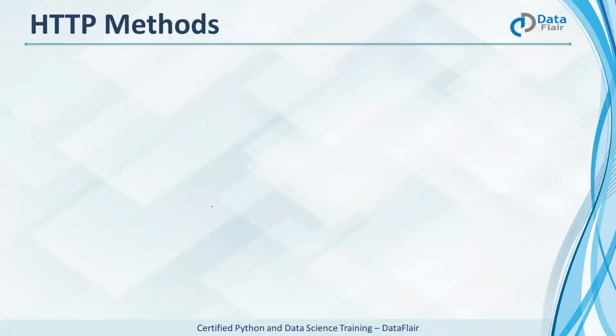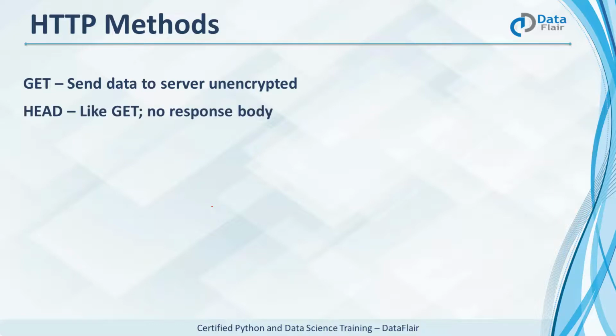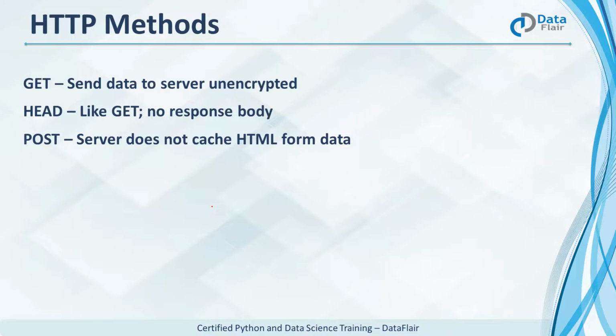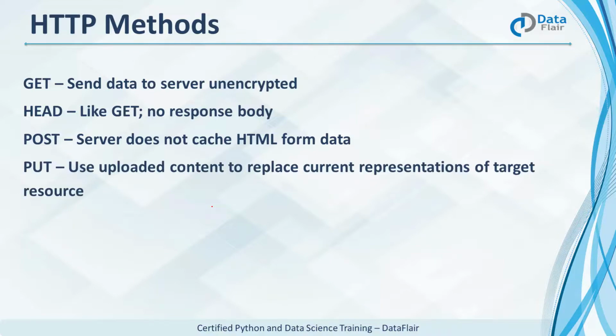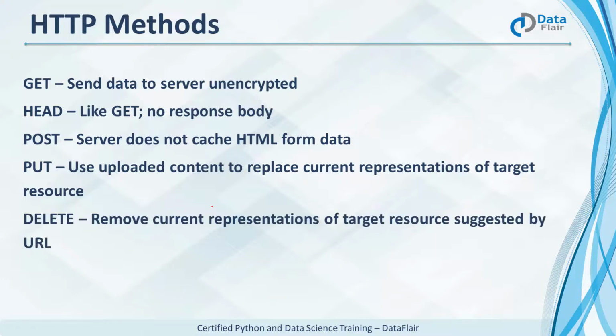Lastly, we have many different HTTP methods that let us retrieve data from a URL. GET sends data to the server unencrypted. We can often see this in the URL bar as part of the query string. HEAD is the same but has no response body. In a POST request, the server does not cache the HTML form data it sends. PUT uses uploaded content to replace the current representations of the target resource, and DELETE removes the current representations of the target resource suggested by a URL. By default, route takes GET requests, but we can change this.